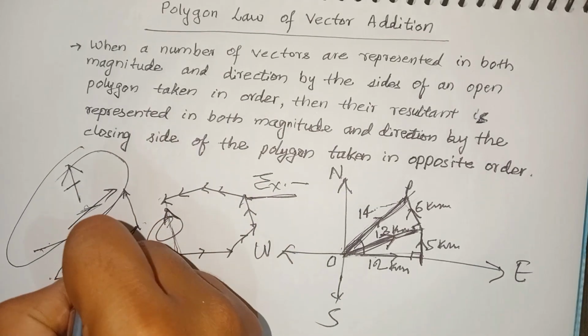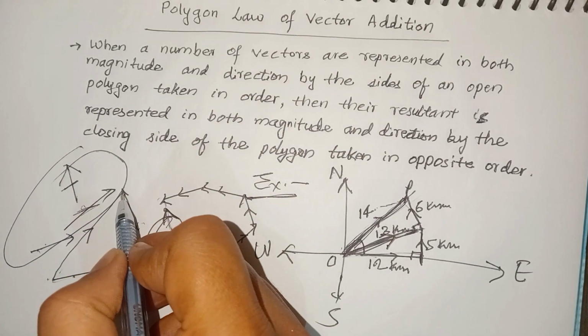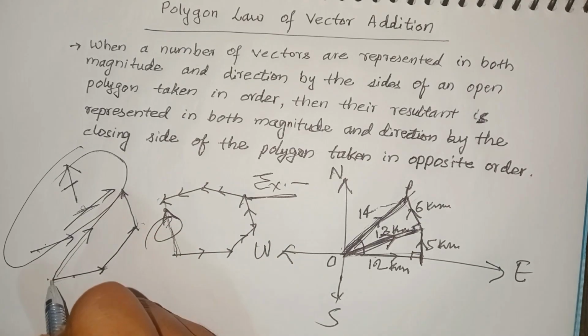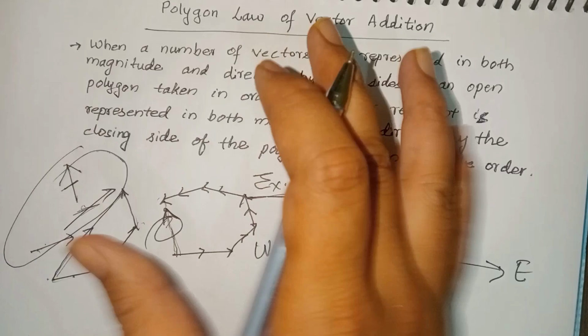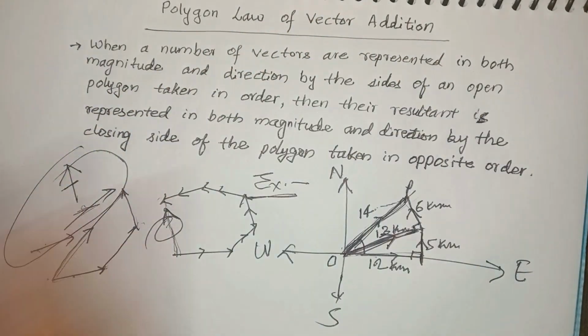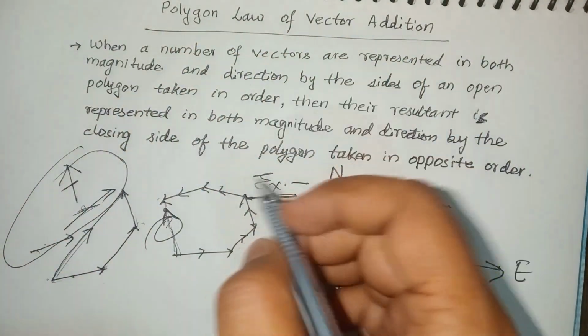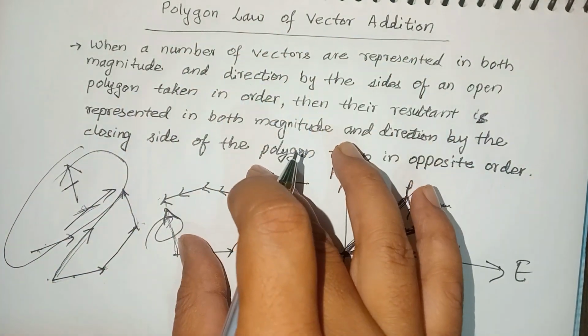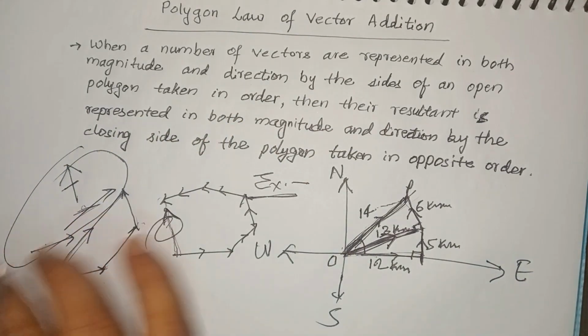This will be the resultant in opposite fashion. This is going in this way, and the resultant will not be in this way. It will be in opposite fashion. Any 3 vectors, 4 vectors, 5 vectors, any number of vectors are given, we will find the resultant by polygon law of vectors. Simply we make a polygon and close it. The closing will be the resultant. Okay, thank you.